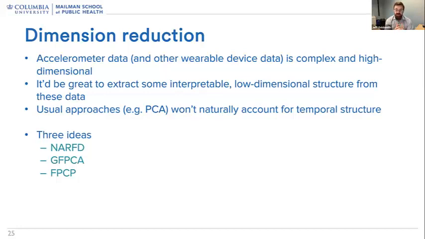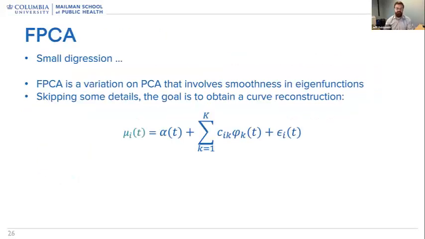So what we'd like to be able to do is extract that interpretable low dimensional structure, something like principal components analysis or another dimension reduction approach. But those dimension reduction approaches don't naturally account for that temporal structure. And that's something that we would like to be able to do. The three things that I'm going to talk about today, first is NARFT, and I'll say where that came from in just a second, and then generalized functional principal components analysis, and then a more recent tool that we've talked about, functional principal components pursuit.